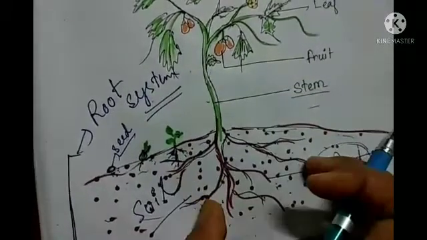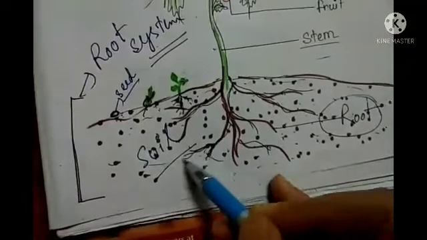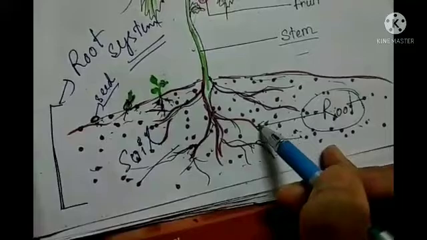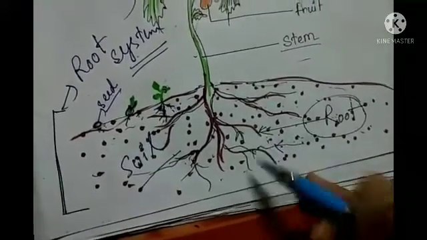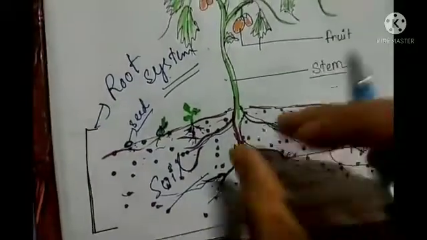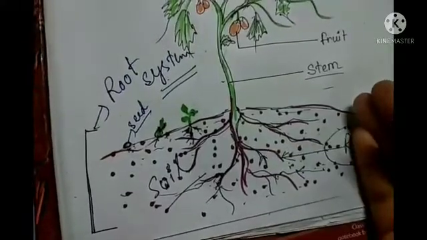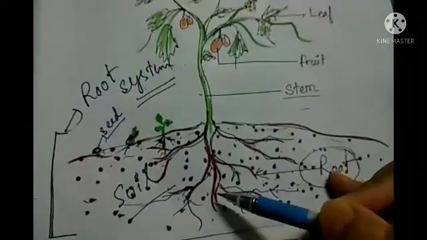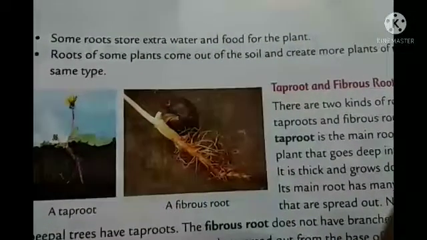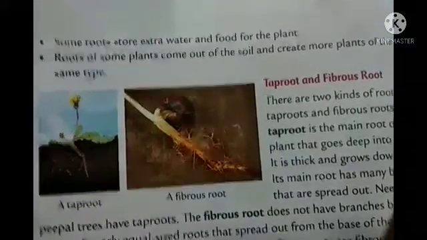Water from the soil enters the roots through a special structure called root hair. You can see these are root hairs. Through every hair the water enters the root, and they grow out of the roots. The root hairs have thin walls that can soak in water and dissolved minerals from the soil, and finally they supply it to the plant. Some special roots store extra water and food for plants. We will discuss that, and I will give you some examples also.